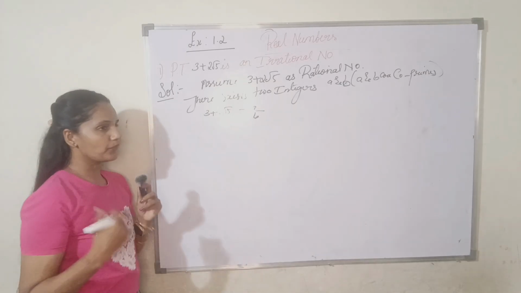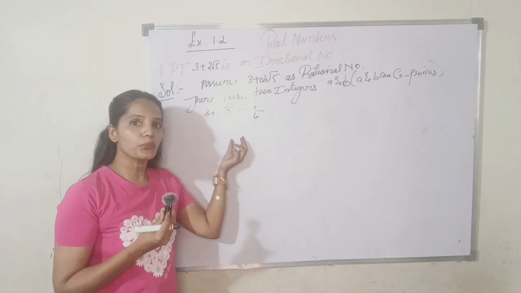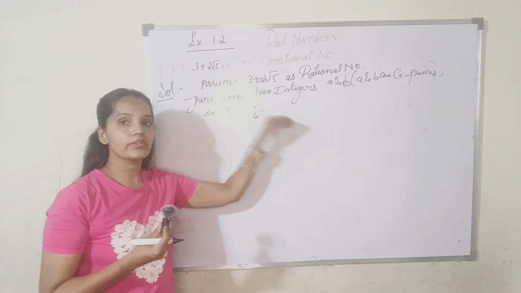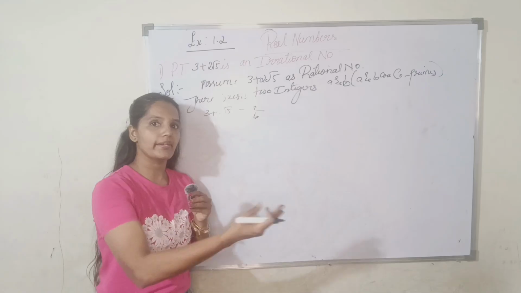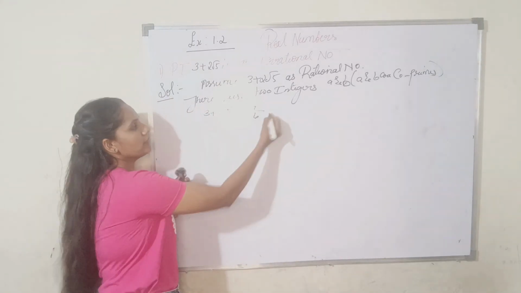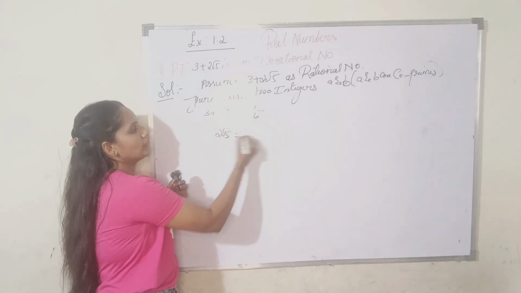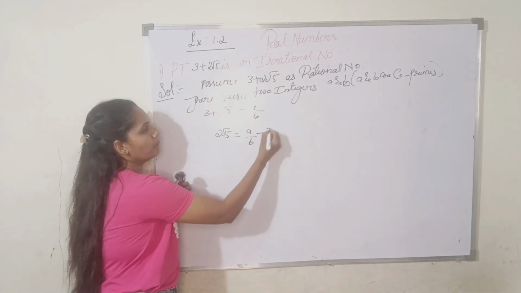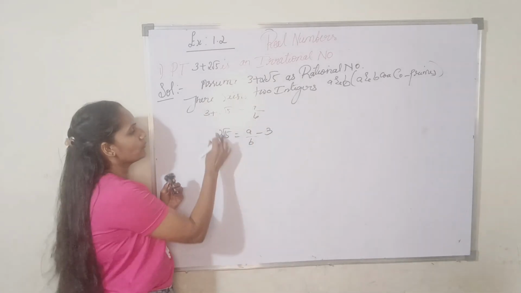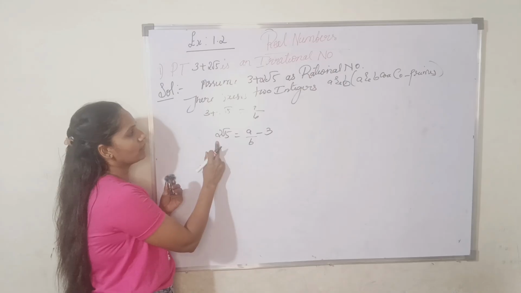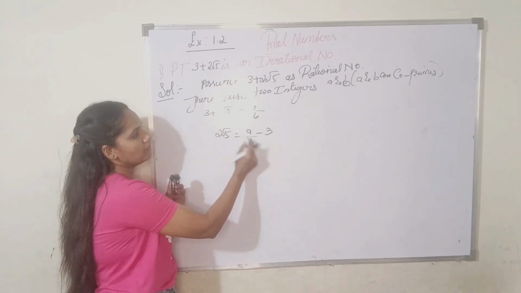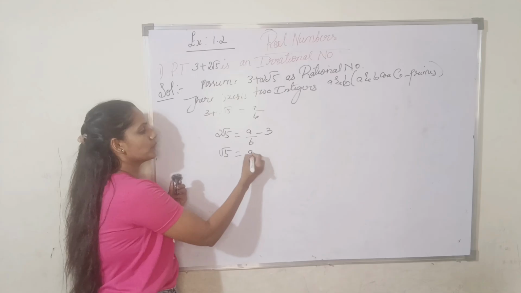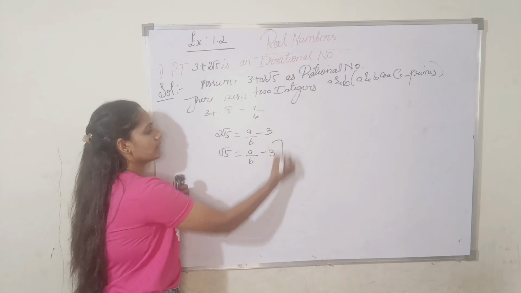Now what we are going to do here is, we will keep the root part which we need to solve, and all the other numbers we are going to send to that side, that is the right hand side. So 3 first we will send. As it is going from left to right, this will become minus 3. Then I'll send 2. So root 5 is equal to a by b minus 3.